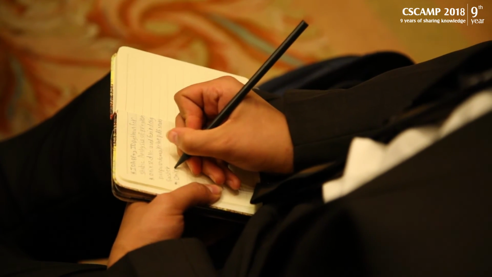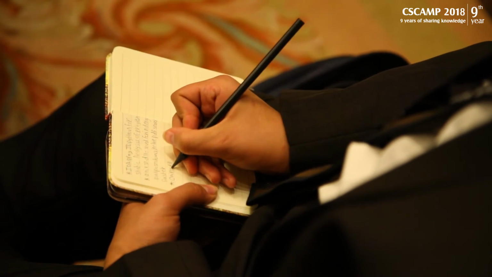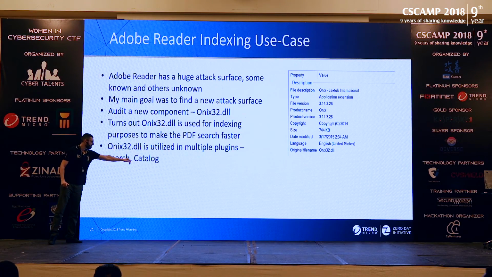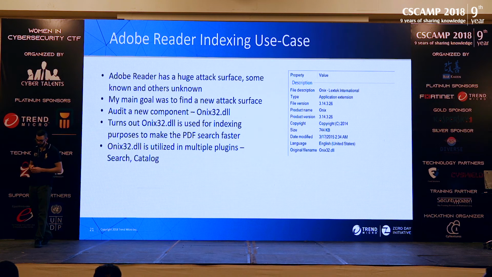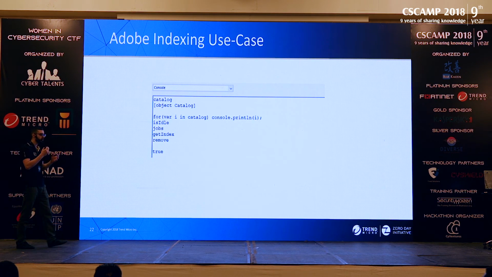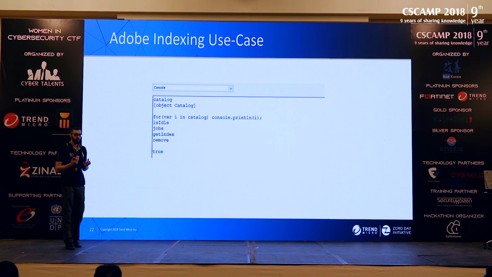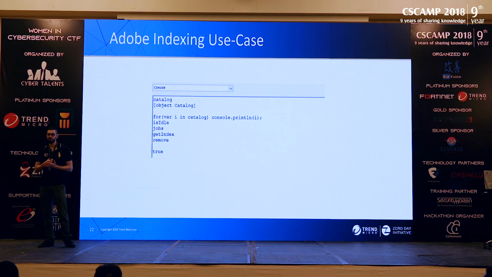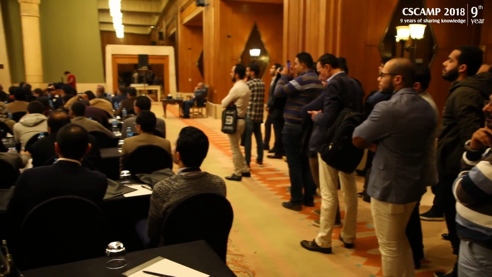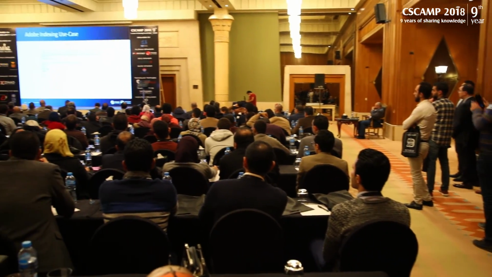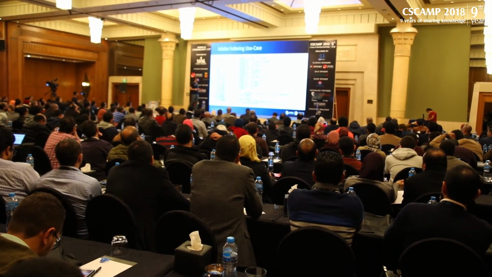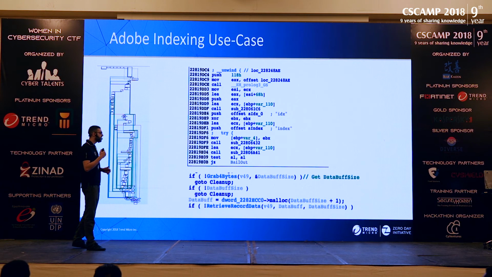It turns out that this DLL is being used in multiple plugins inside Adobe Reader, the search plugin and the catalog plugin. It gets even better. You can communicate with these plugins in JavaScript, so you can force the parsing of these index files through JavaScript, which is great. It's a whole new attack surface. So I started reversing statically, and I started finding some interesting things.